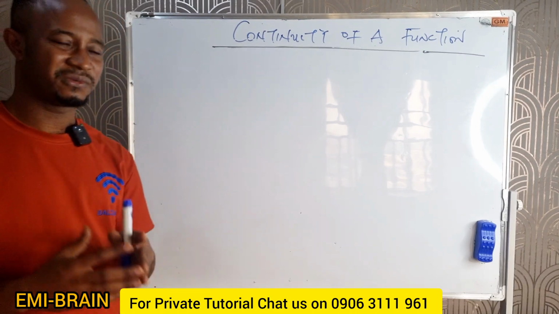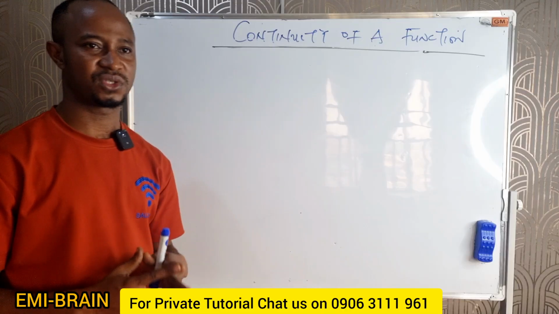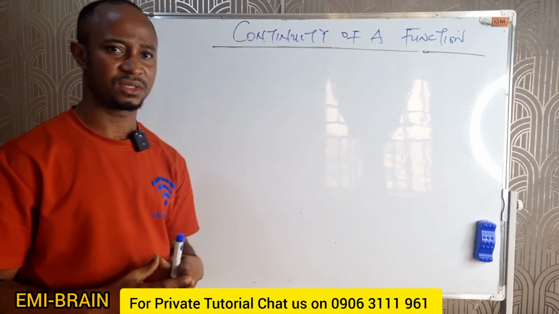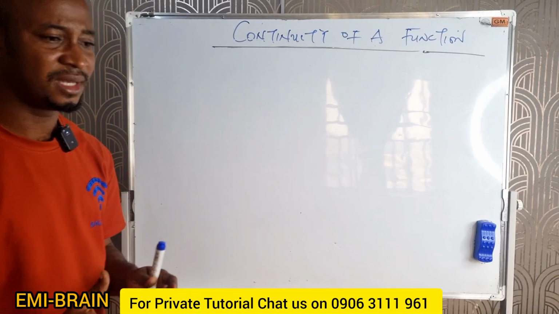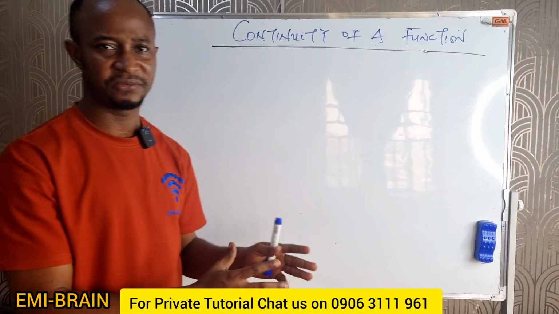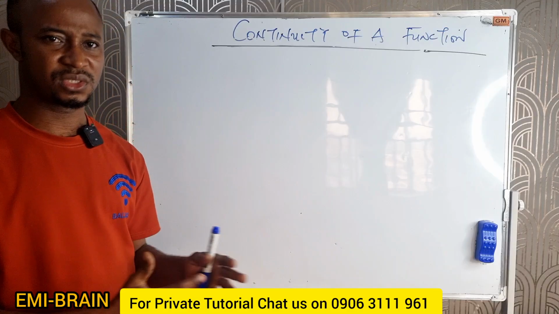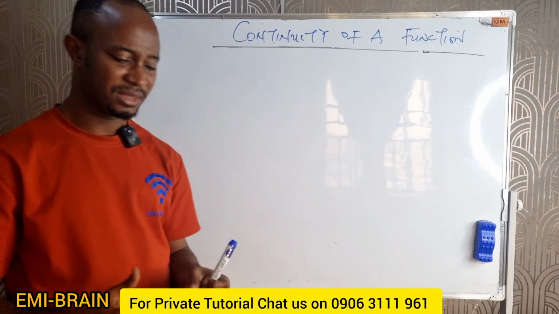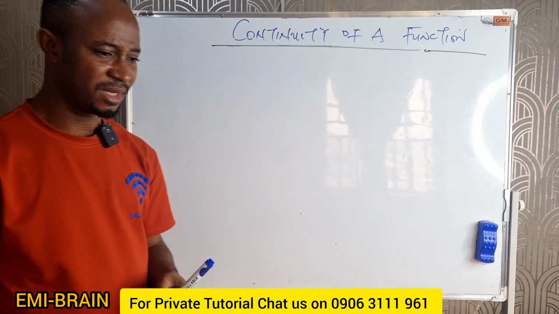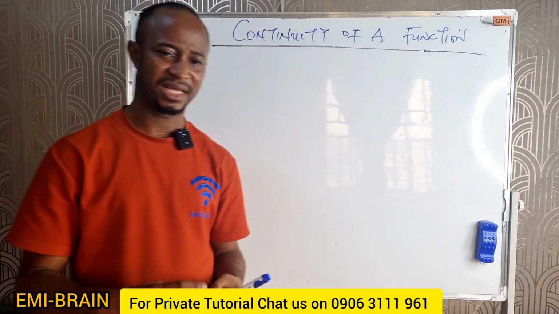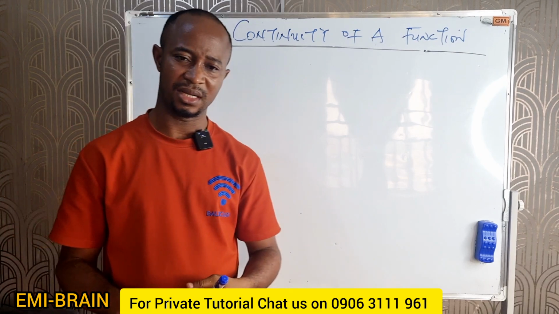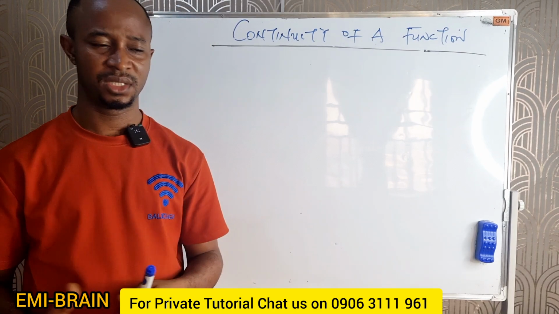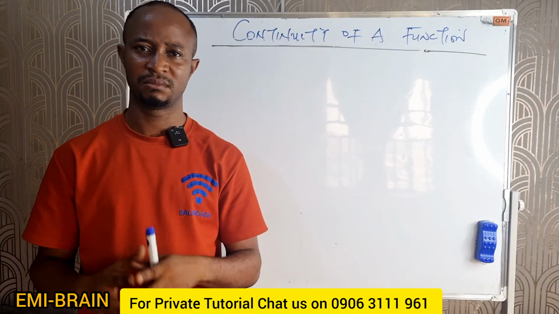Then we talked about how to find the domain of a function. After that, we proceeded to limits of a function, which is how a function behaves as x approaches a certain value. Then we talked about the methods that are used in finding the limit of a function. We mentioned direct substitution, factorization, rationalization, limit at infinity, the use of L'Hopital's rule, and the series expansion method.